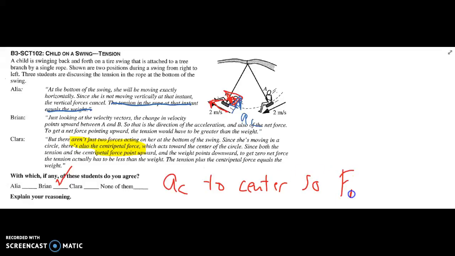Okay? Based off of that again, the acceleration is to the center. So F net to center. The bigger force has to be whatever's to the center. The bigger force has to be tension.